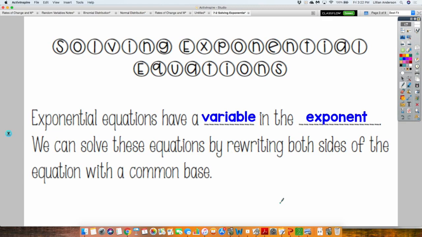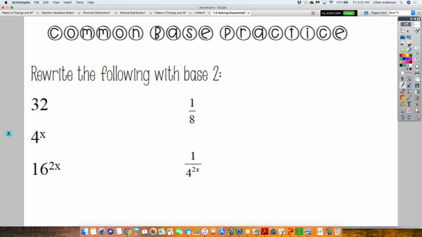All right, and to solve these simple exponential equations, you're going to be able to rewrite both sides with a common base. So let's practice that. How do you rewrite 32 so that it has a base of 2 raised to a particular exponent? How can I rewrite 32 so that 2 is its base and it's raised to some exponent that will give me 32? This will be 2 to the 5th power.